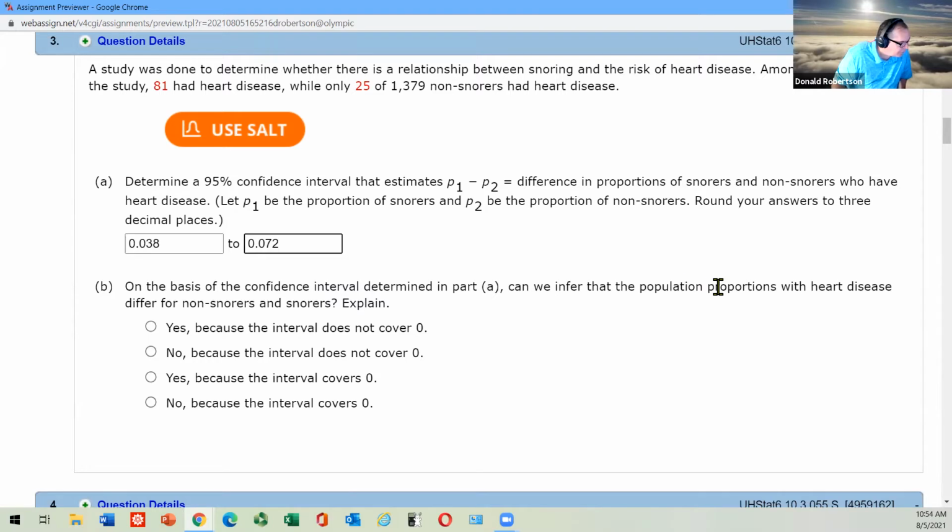And can you infer that the population with heart disease differs? Yes, we can. In fact, I can tell you more than that. I can tell you that snorers have a higher heart disease rate than non-snorers because all the numbers were positive. I think that would have been a better choice. Now, that might appear in a medical journal. Doctors read over things and say, oh, snorers tend to have heart disease. About 3% of them, maybe as much as 4%, somewhere up to 7, and more than non-snorers.